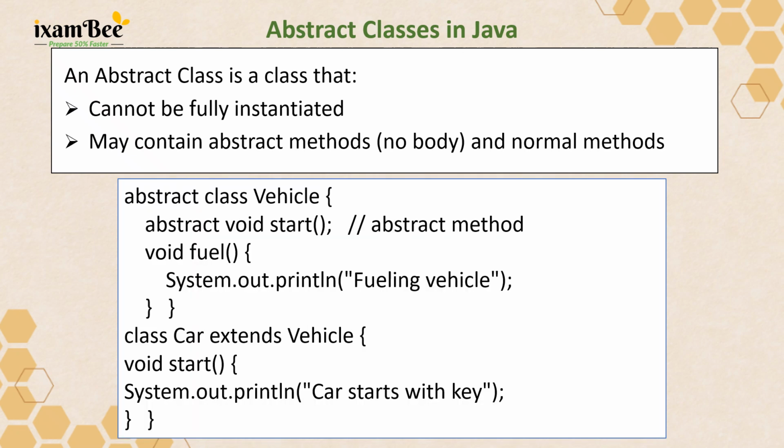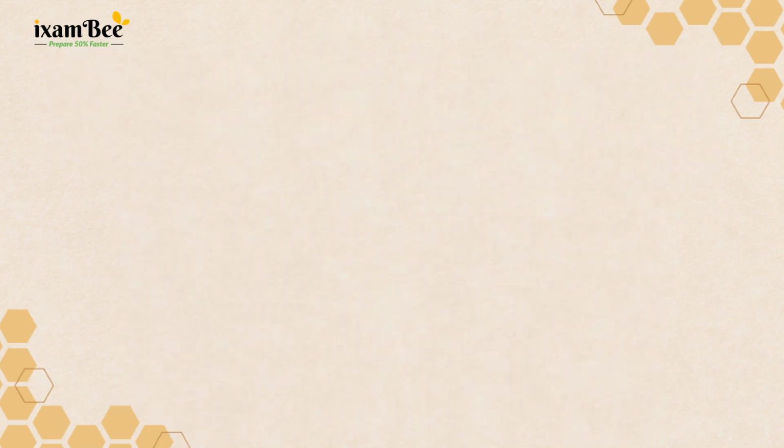Consider this example. Here we are creating an abstract class called vehicle. It has an abstract method which does not have any body, and this method is known as start. We also have a normal method called fuel in this particular class. Now, when we are creating a class car which extends from the vehicle class, we have to give the body for the abstract method. As you can see, we have given the body for the start method in the car class. So this is how Java implements the abstract classes.